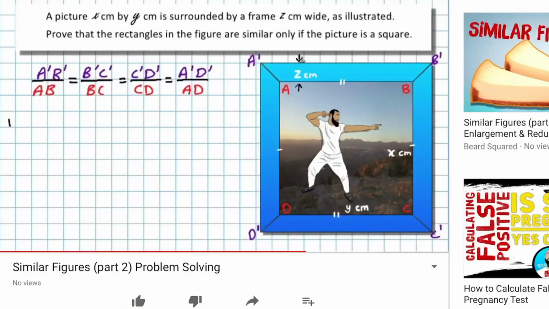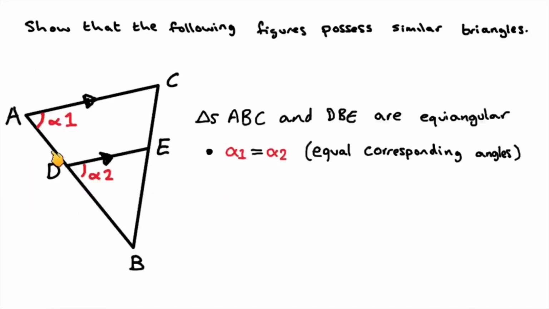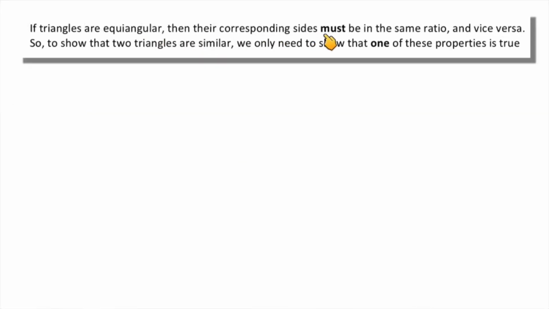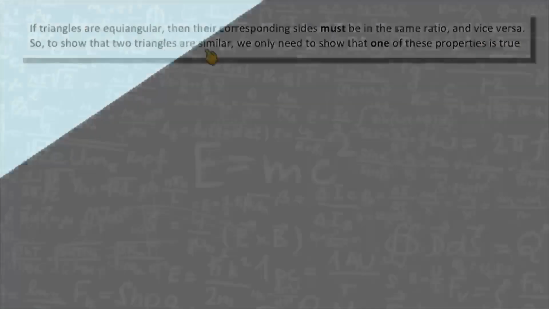Hey, welcome back. In the last example of the previous video, we saw that quadrilaterals that are equiangular are not necessarily similar, and quadrilaterals that have sides in proportion are not necessarily similar. However, in this video, we're going to learn that if triangles are equiangular, then their corresponding sides must be in the same ratio, and vice versa. Coming up.